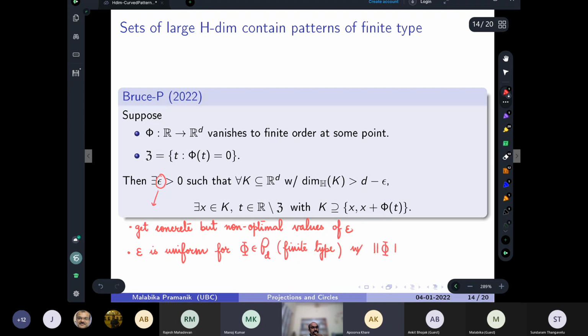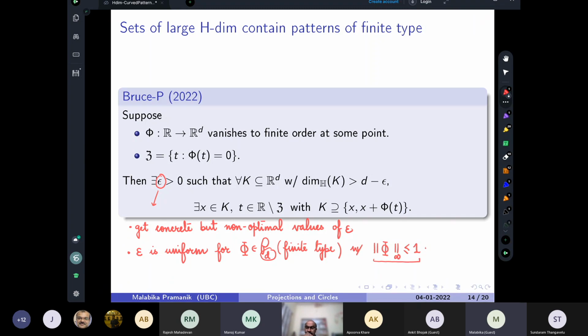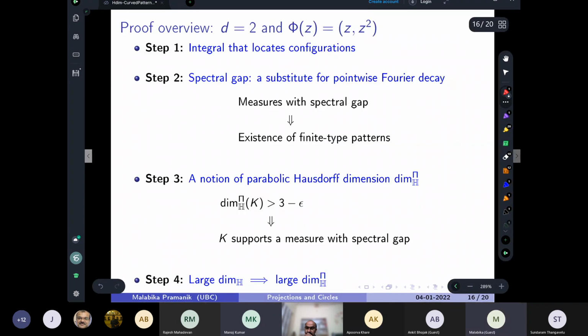Great. And the epsilon depends on d, it grows with d? It grows with d, correct. So as long as this d is fixed and the coefficients are bounded, this epsilon only depends on those two and not on the specific polynomials within this subclass. Great, thanks.